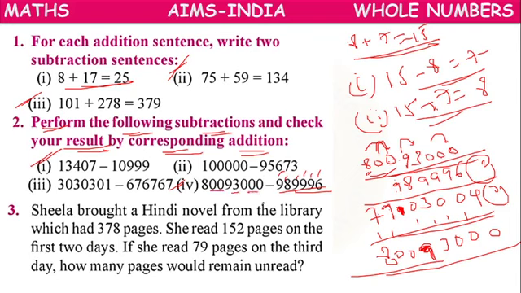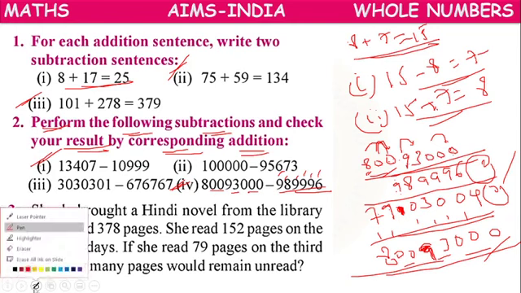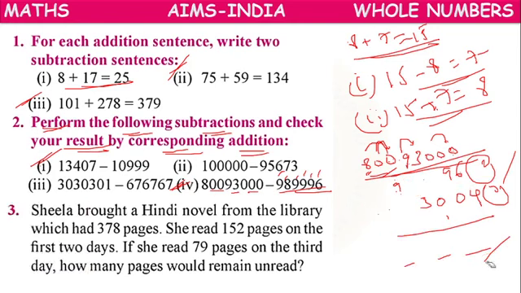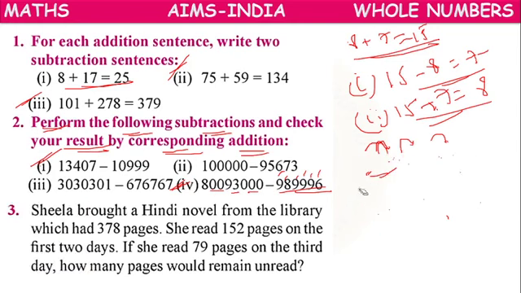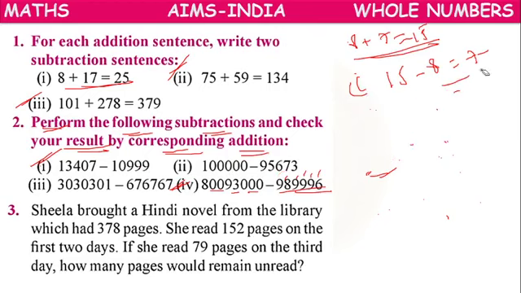8009300. 8009300. So you can do subtraction and you can cross check with addition. You will get the same answer. Okay. So fourth one I have done. So first, second, third, you can do it as a homework. Next. Next children. Third question.